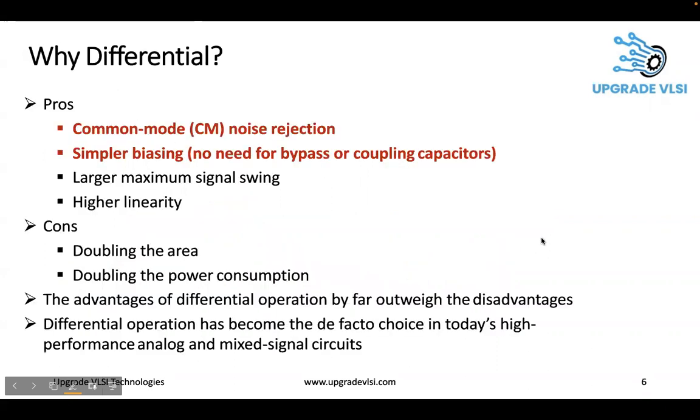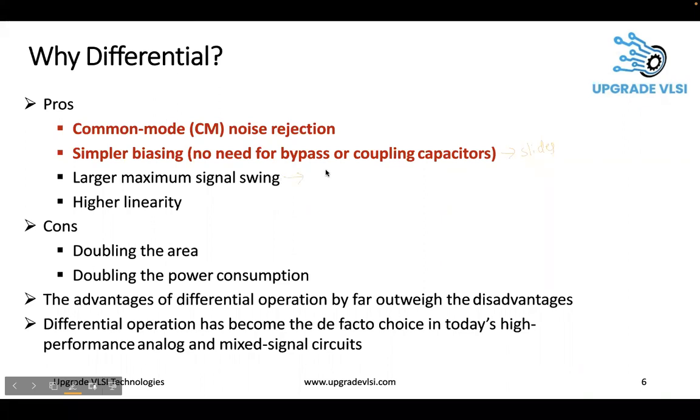So this is the advantages and disadvantages of differential signals or differential configuration. Here the common mode noise rejection is much better, since the noise is coupled to both the terminals, so the differential will not have this noise content. And second, it simplifies the biasing. We will discuss in the next slide how it simplifies the biasing. And the third point is a larger maximum signal swing.